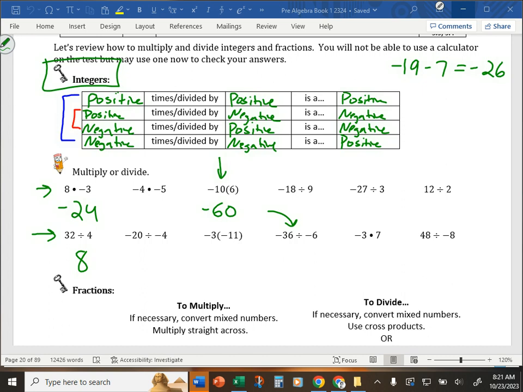Okay, so negative 36 divided by a negative 6 is going to be a positive 6. A negative multiplied or divided by a negative is a positive.